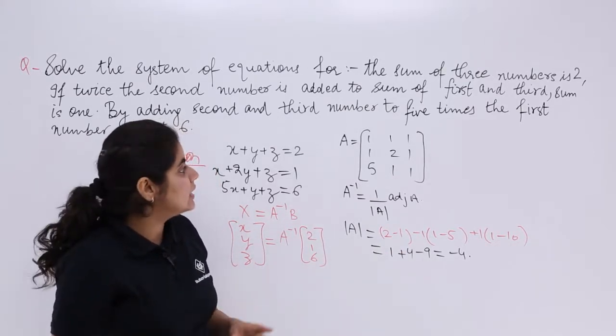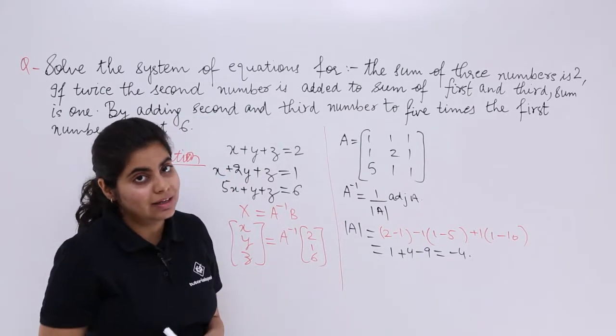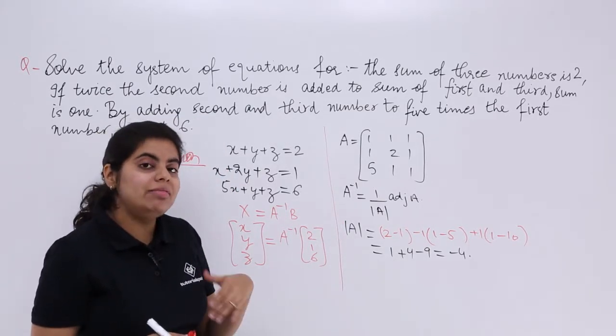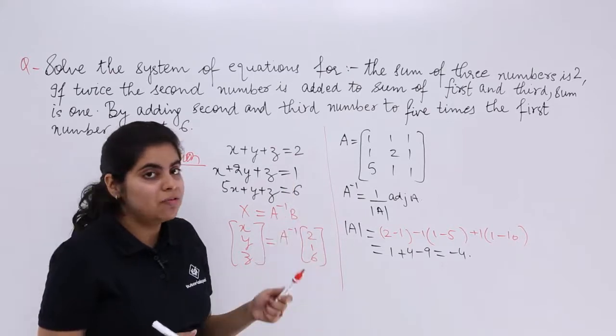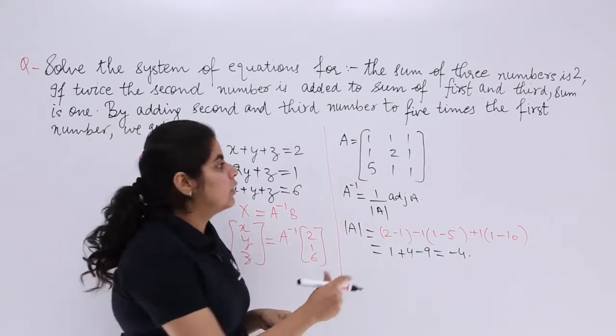Now what next is needed? We need A inverse. For that we need the cofactors, and then taking the transpose. So quickly find out the cofactors. A is given to me. Let me find out the cofactors.